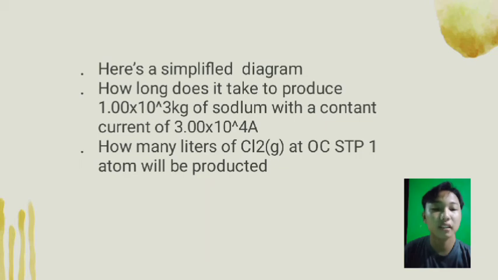That is 38.9 hours. How many liters of Cl2 gas at STP, 1 atm, will be produced? 2Na⁺ + 2Cl⁻ → 2Na + Cl2(g). We have 4.35 × 10^4 moles of Na, and the ratio is 2 Na per 1 Cl2, so 2.175 × 10^4 moles of Cl2, multiplied by 22.4 L per mole.